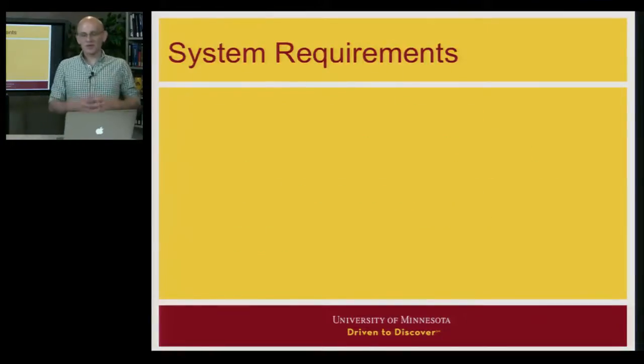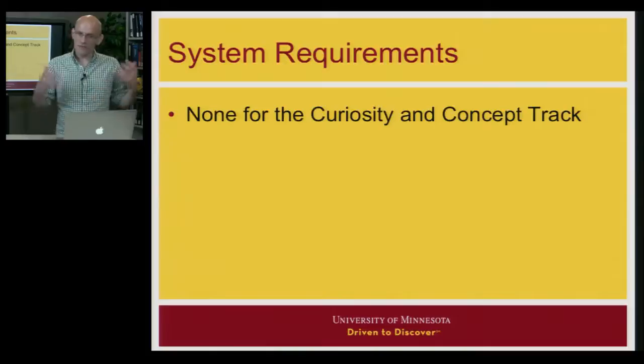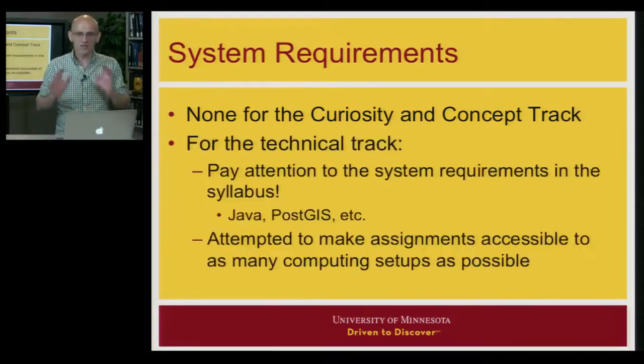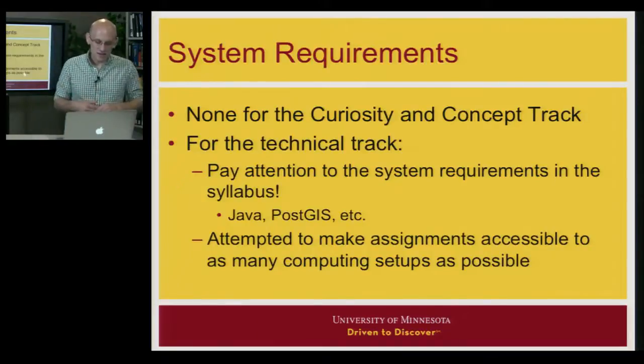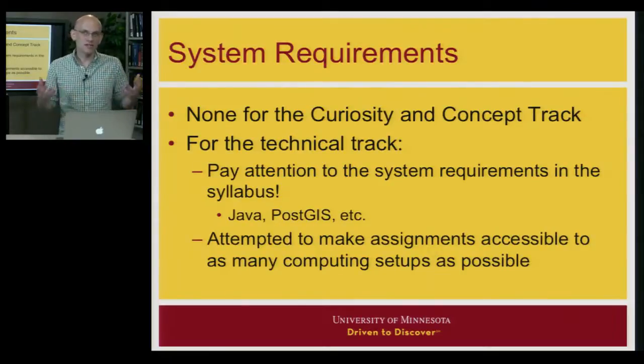Okay, speaking of computers, we do have some system requirements for this course, and for the full details, I'm actually going to refer you to the syllabus in the Read Me First document, but we'll just go over a couple of high-level points here. For the Curiosity and Concepts track, there are no system requirements. This is just for the technical track, so if you're in the Curiosity and Concepts track, you're doing fine. Don't worry about it. You just need to run the Coursera software. For the technical track, we do have some requirements. So for instance, you have to have an IDE, an integrated development environment, or some other way of running Java software, and so on and so forth.